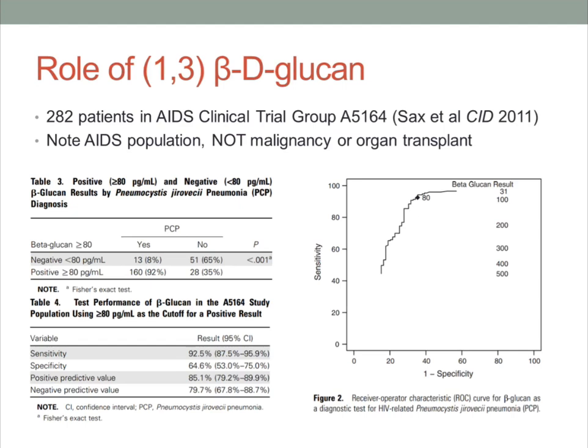In terms of 1,3-beta-D-glucan, its clinical utility for working up pneumocystis is important. This was a study from CID in 2011 in an HIV population. What they found is that a negative 1,3-beta-D-glucan, so less than 80, was very sensitive for looking at pneumocystis.